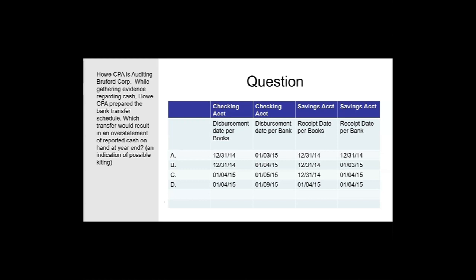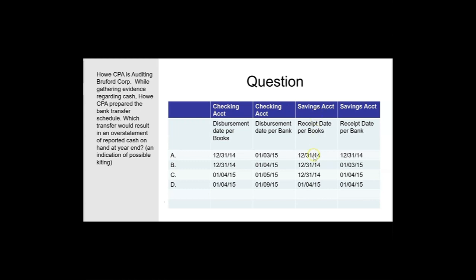So we're only interested in the columns that say per books, disbursement date per books, receipt date per books. We have a checking account and a savings account. The client has both accounts. They make transfers back and forth. There's nothing illegal about that normally, but the auditor fears that if it's done at year end, it's an attempt at overstating cash reported on the balance sheet. So the transfer is being made from the company's checking account to the company's savings account.